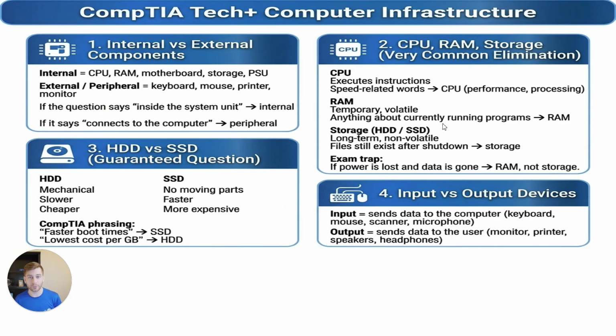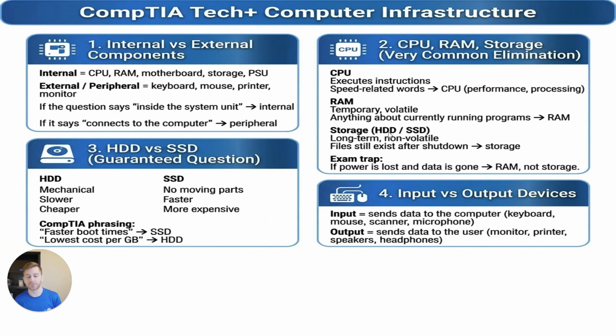Anything about currently running programs, any questions about those are probably going to be RAM related. Now, obviously, be a little bit careful, but if you see a question that's heavily talking about what's managing open programs or what matters the most for opening a ton of different programs or browser tabs, it's probably RAM.